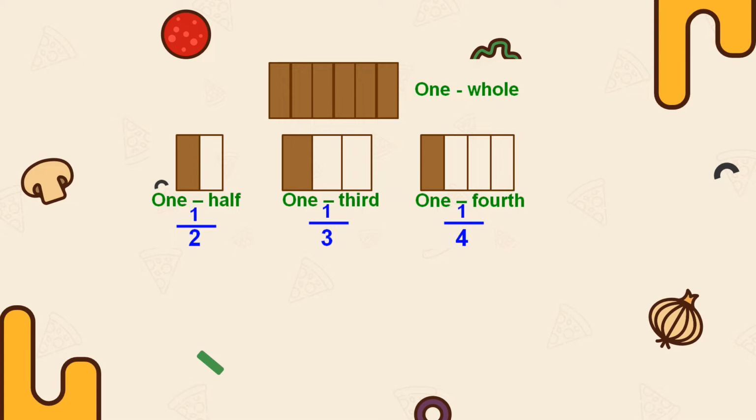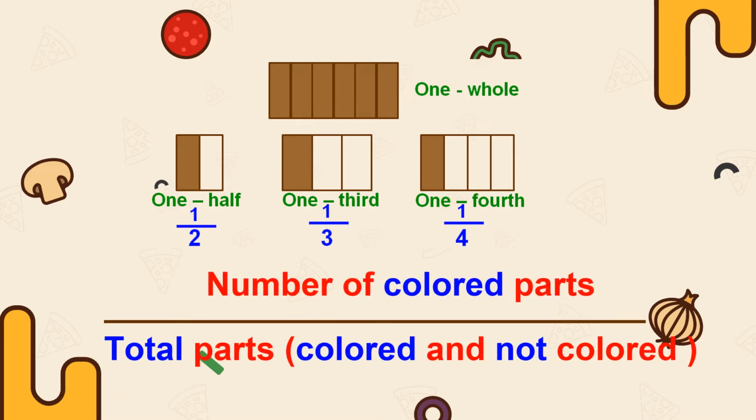So our rule in the fraction is number of colored parts over total parts, colored and not colored. If we look here in the first chocolate bar, how many colored parts? Just one. Over the total parts, colored and not colored, they are 2. We put 2. Here, how many colored parts? Just one. We put 1 at the top. Over how many total parts, colored and not colored? They are 3. We put 3. Here, how many colored parts? Just 1. We put 1 as the numerator. Over total parts is 4, so we put 4.